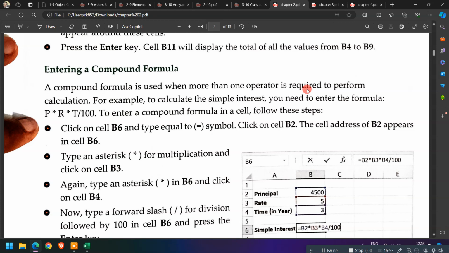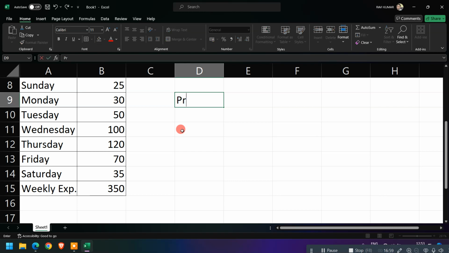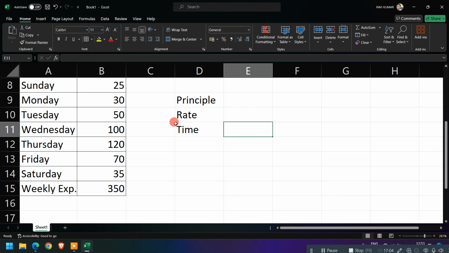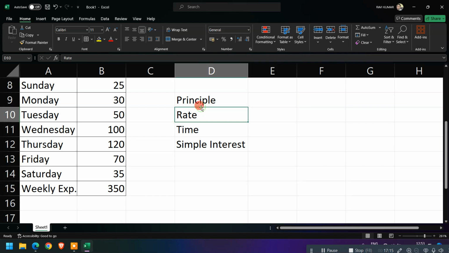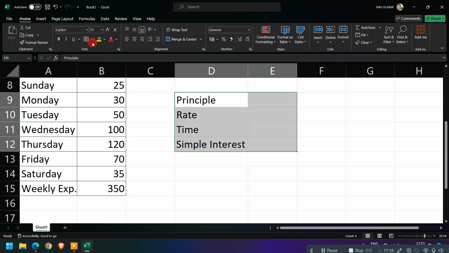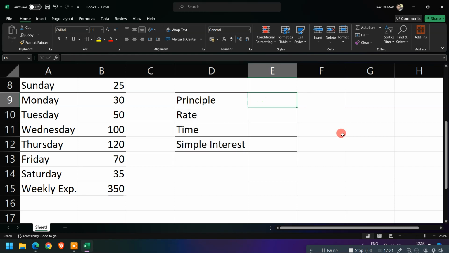Okay, so for example, suppose I am giving principal, rate and time for simple interest. I am applying a table so that it will be visible clearly. I am giving principal as 12,000, rate 2, and then time 2. So we need to apply this compound formula.